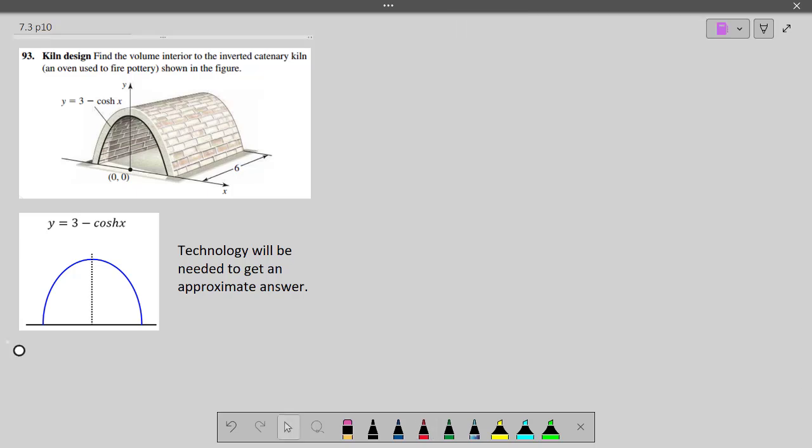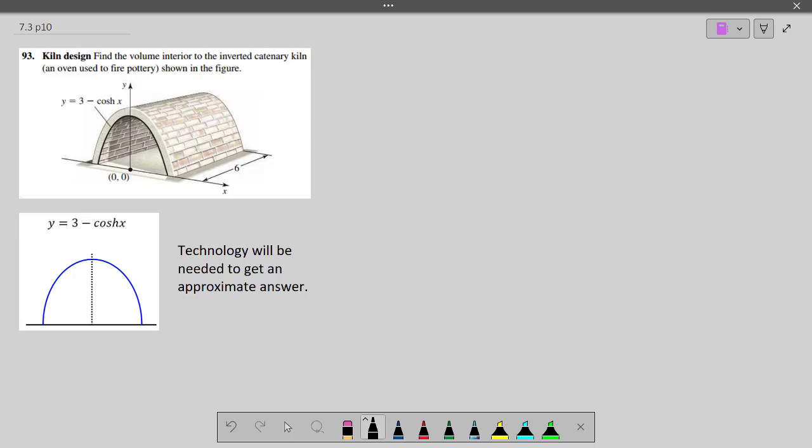All right, so let's try this thing. So here is one of those upside down hyperbolic cosines that are forming these beautiful arches that are self-supporting. Strongest shape. And we want to find the volume of this kiln. So our concept is, find the area of the face multiplied by 6. That's going to be the volume.